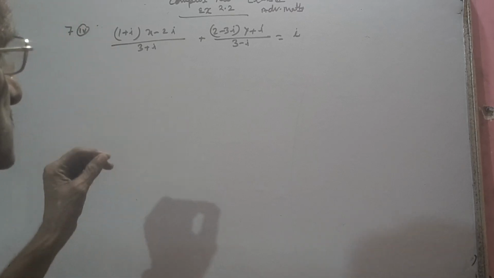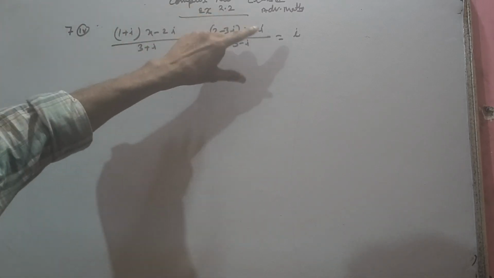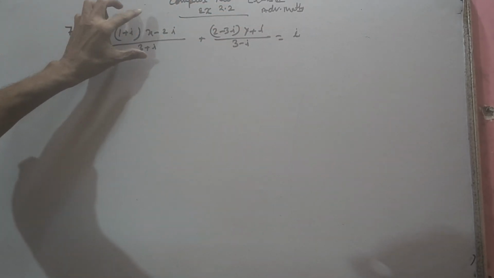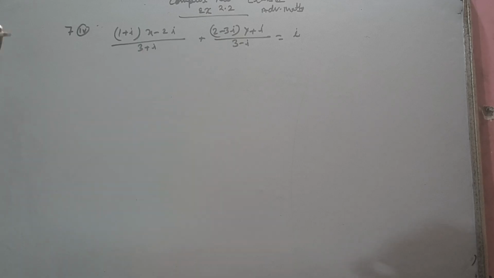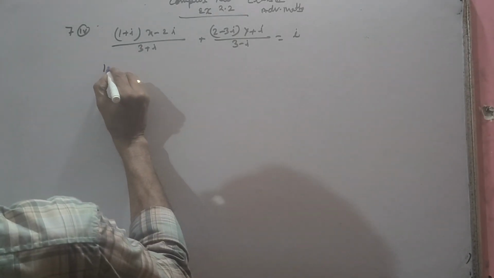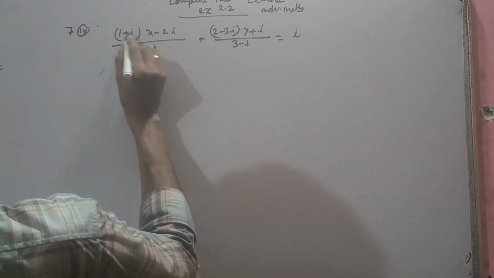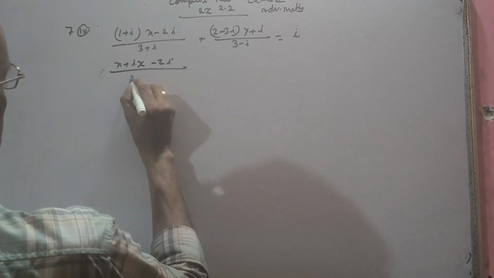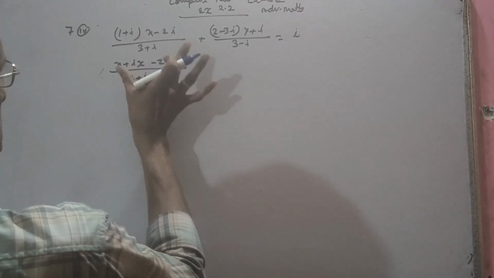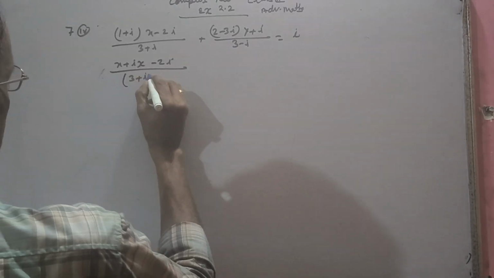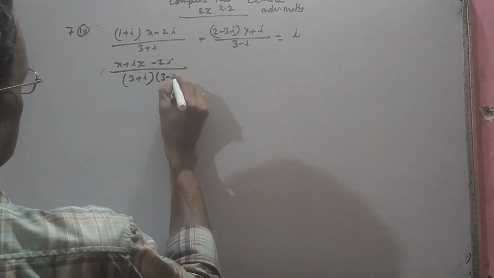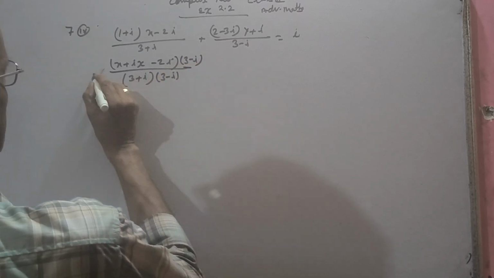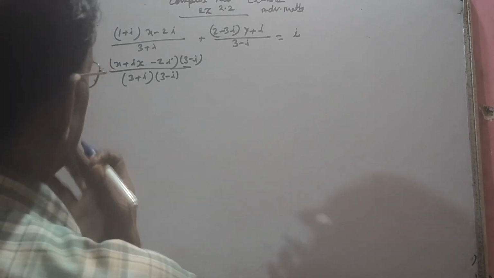So I want to simplify this. If you simplify together, it might be lengthy and there might be some mistakes in calculation. So simplify separately. First take the first term. Remove the bracket here: 1 into x plus ix, minus 2i over (3 plus i). Take the first section only. And you know you make the denominator real, so you multiply here by 3 minus i, and here also 3 minus i. So first simplify the first part.